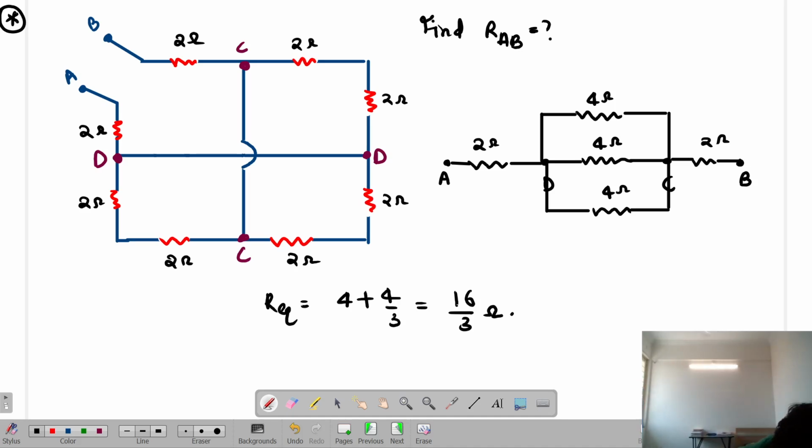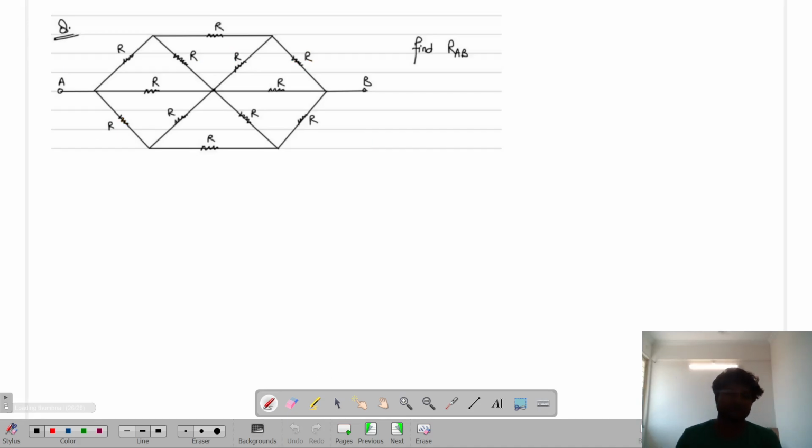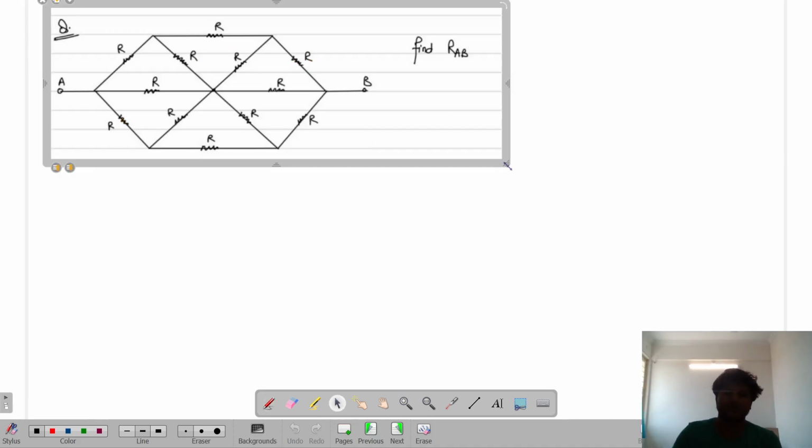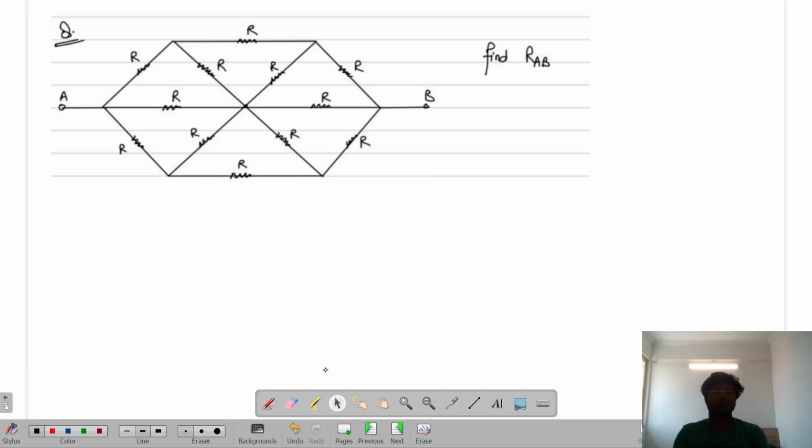Now let us move to symmetrical kinds of questions. First question. Yeah, so this is kind of a symmetrical question. Question is find the resistance between A and B. Can you see the screen properly?